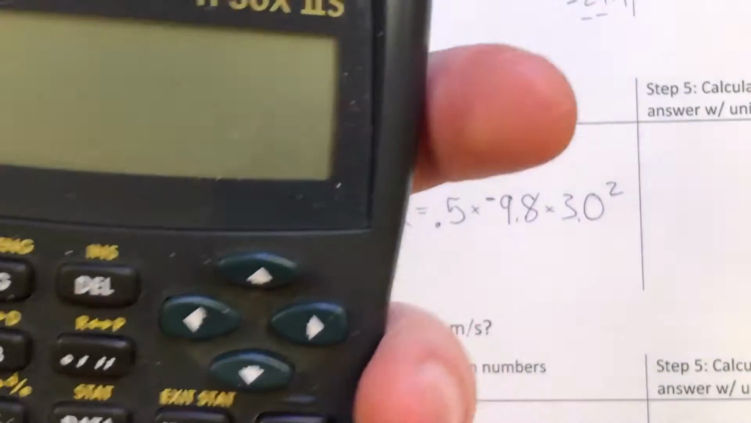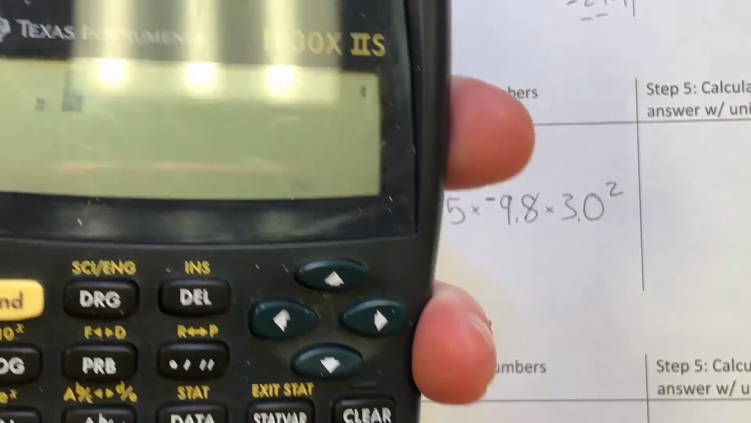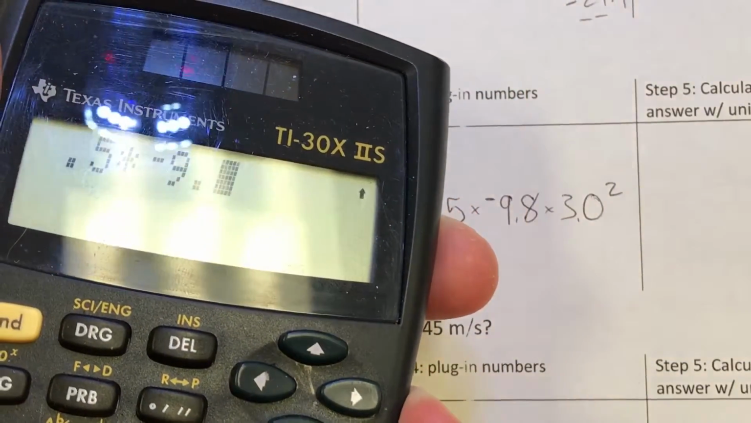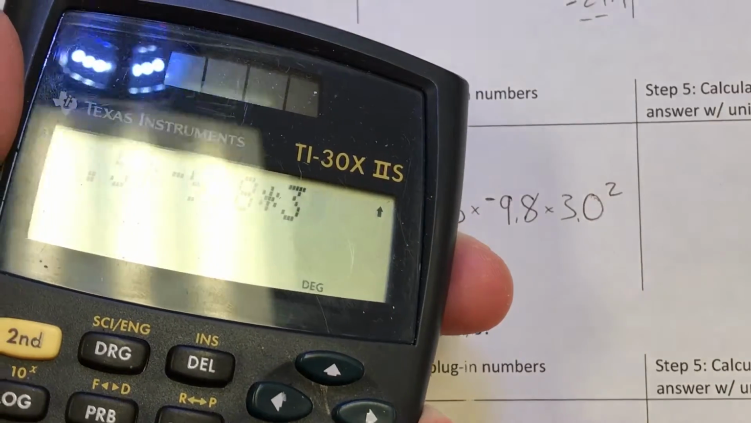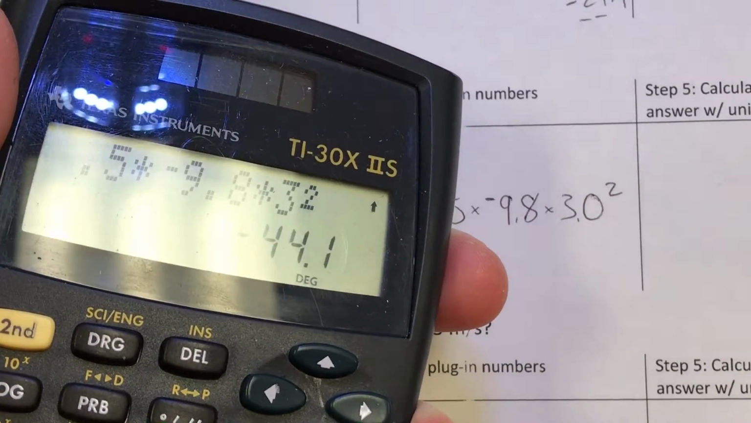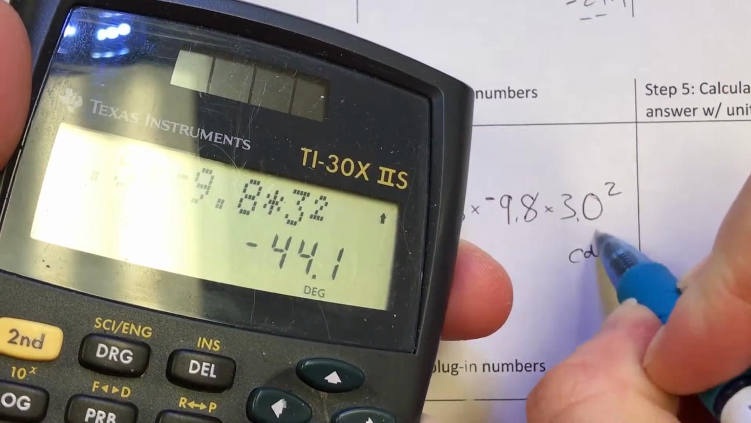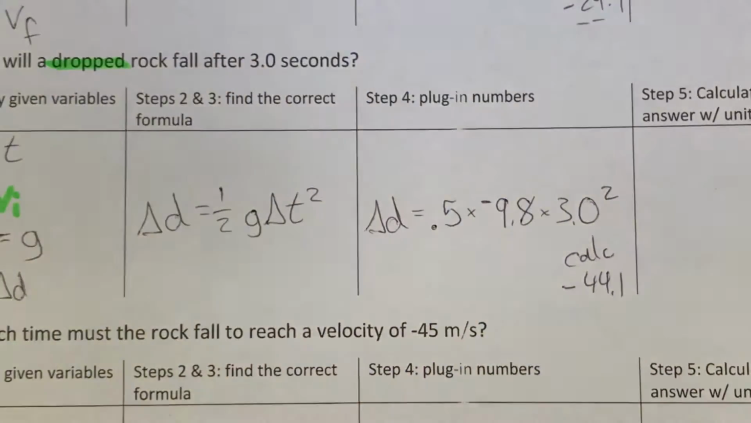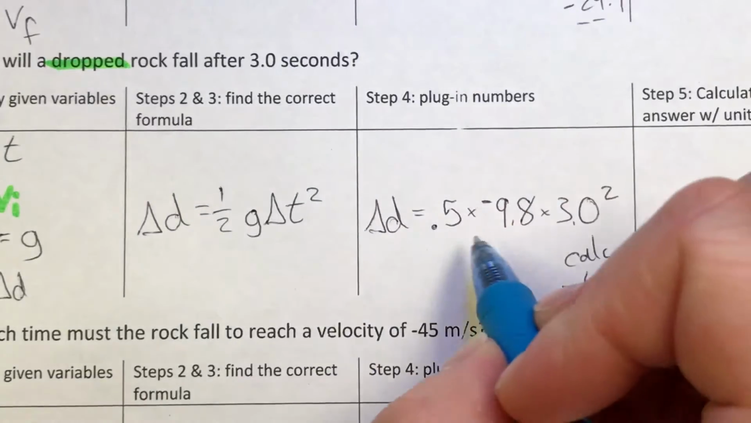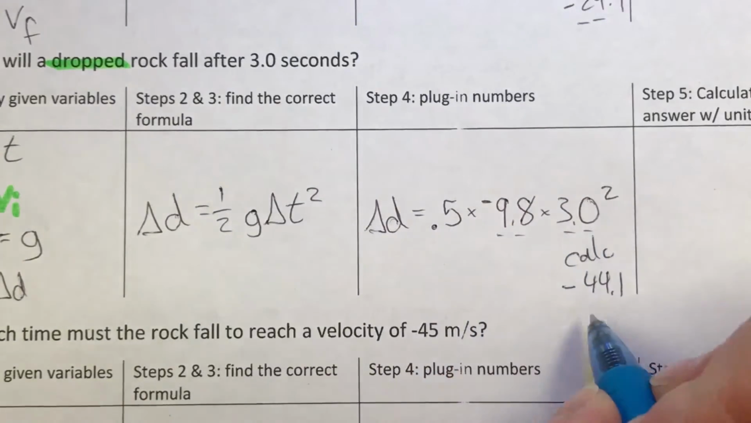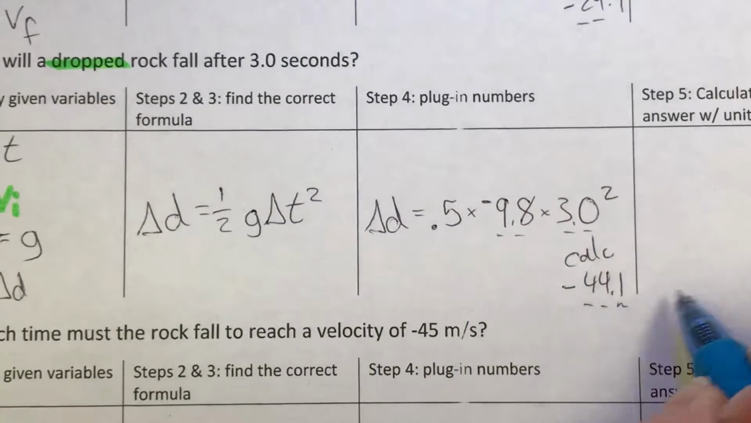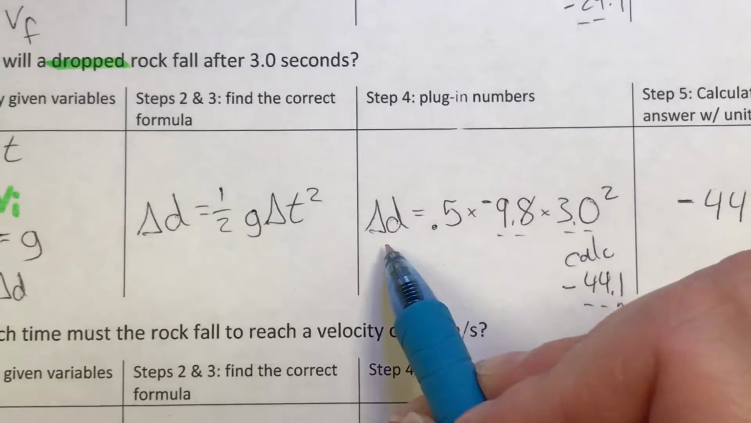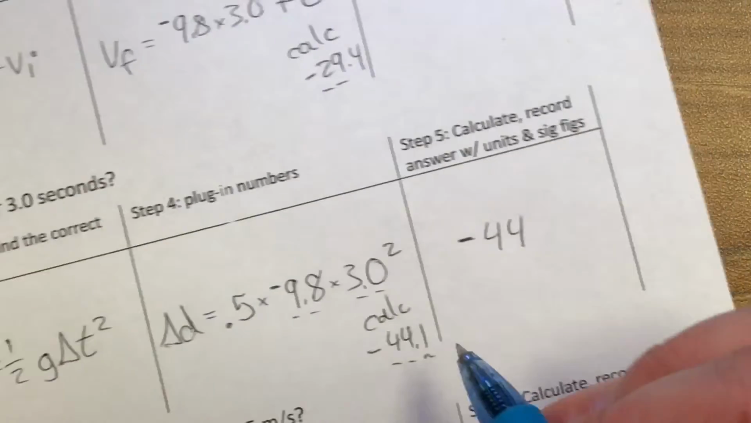Or you can put it all into the calculator at once, like I like to do. 0.5 multiplied by negative 9.8 multiplied by 3 squared. Calculator says negative 44.1. Okay, so significant figures, two significant figures. The 1 does not round it up, so we get a negative 44. And displacement, units of measure for that, meters.